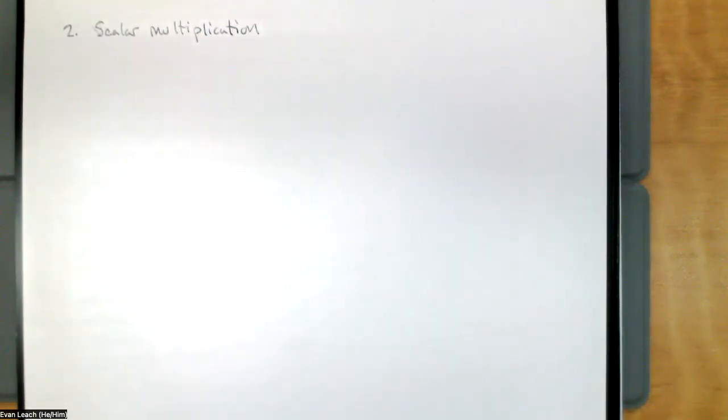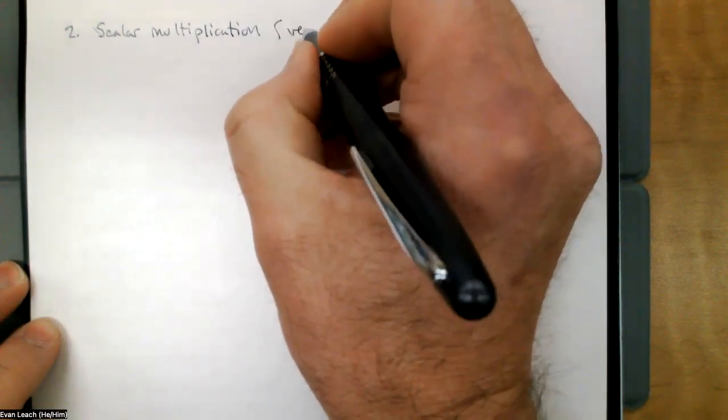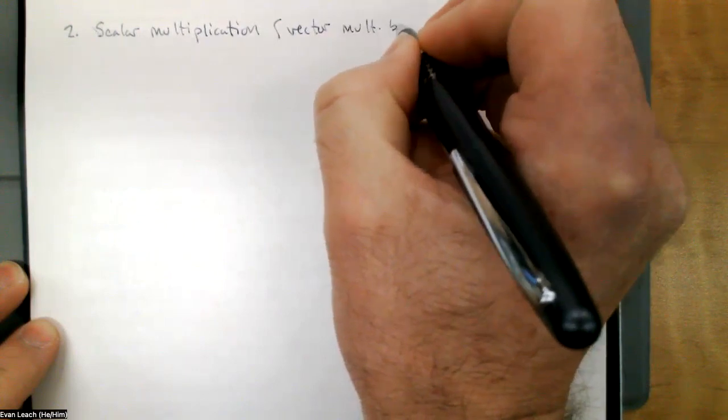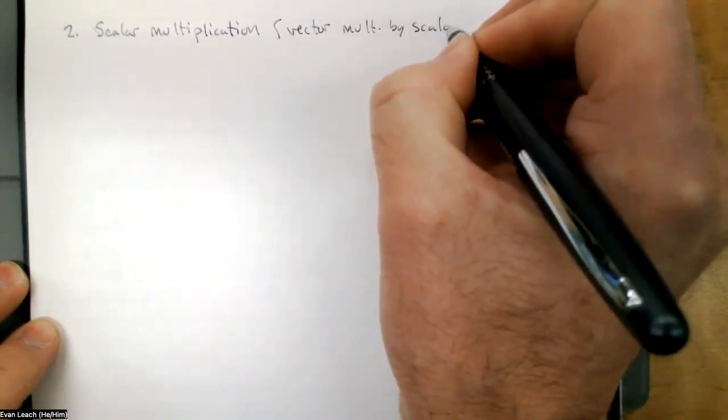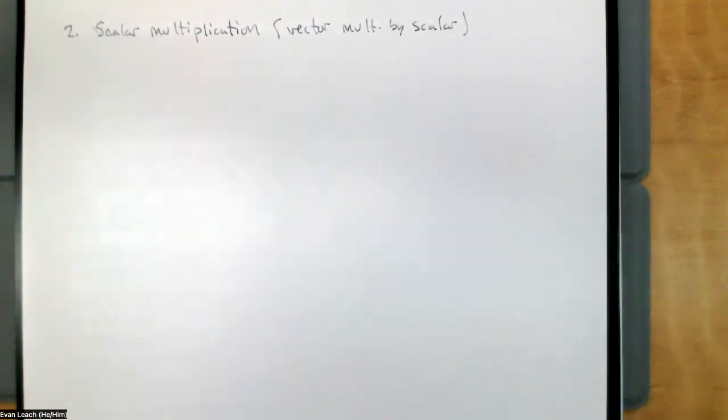In very lazy professor fashion, I refer to this as scalar multiplication. Specifically, it's scalar multiplication of a vector by a scalar, or a scalar multiplied by a vector. This is also in the category of works how you think it would.